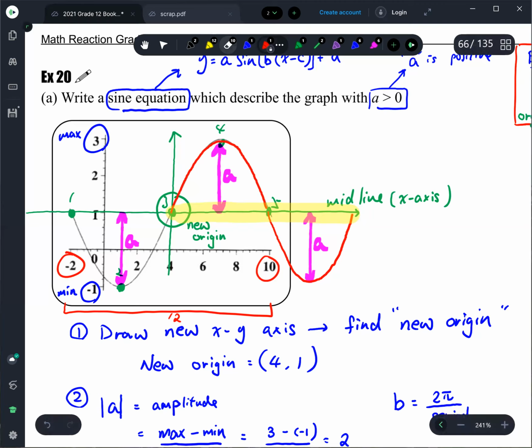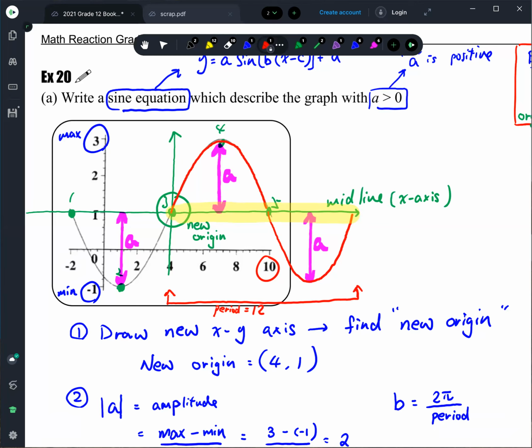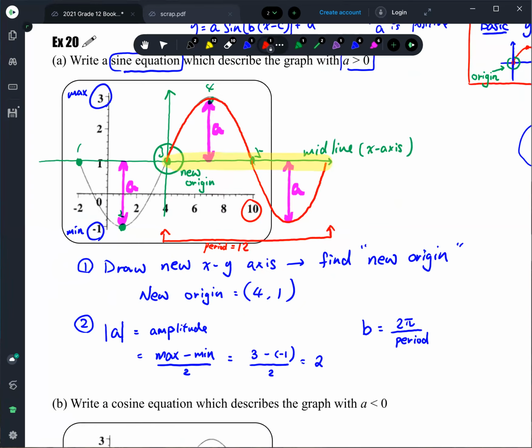So you need to know where it starts to repeat. I'm going to use the yellow highlighted part. This part starts from 4 all the way to here. This distance is 12, which is our period. Okay? So you're getting information from the graph.